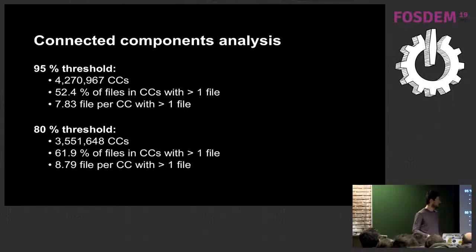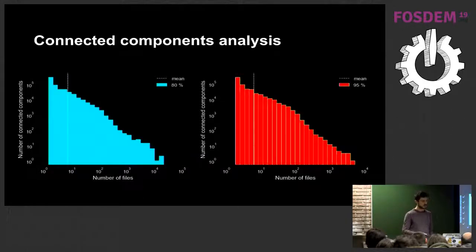The connected components are also a bit larger, so on average, they had about one more file per connected component. Looking more into detail into the size of the connected components, as you can see from this log graph, most of the connected components actually had a relatively small amount of files, with at most, for the 80% threshold, 1,000, maybe a couple thousand files in one connected component.